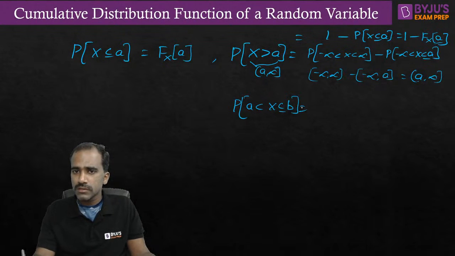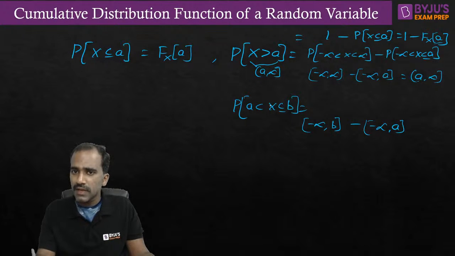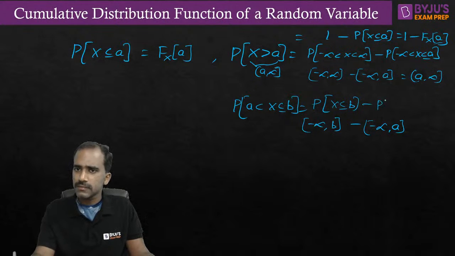Next, how about this? Shall we write it as minus infinity to B? These are the values that we are interested in. From that, let's remove minus infinity to A. Is that okay? Assuming B is greater than A, from minus infinity to B, you are removing minus infinity to A. What remains is the values from A to B. So I am expressing this probability as X less than or equal to B, minus X less than or equal to A.